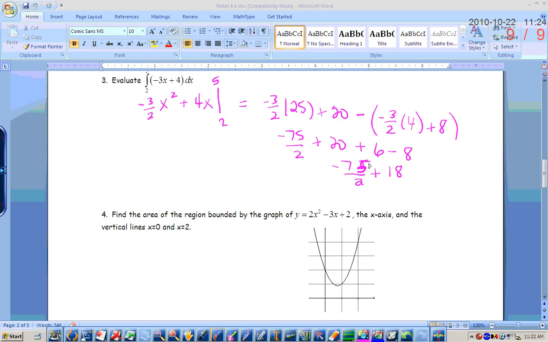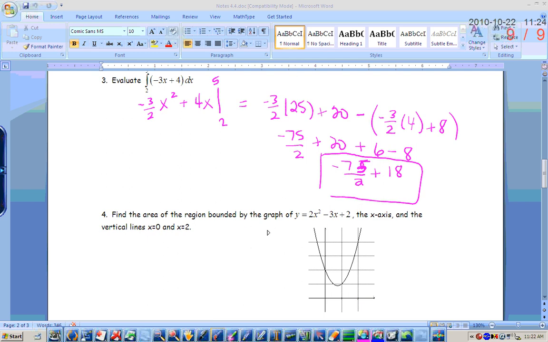Now, if you want to take that a step further and write 18 as 36 halves and add those together, that's fine, but I'd like for you to at least get to the point of negative 75 halves plus 18. Okay. Easy enough? Yeah, okay, that's the basics of this.